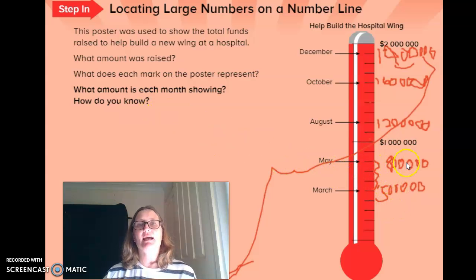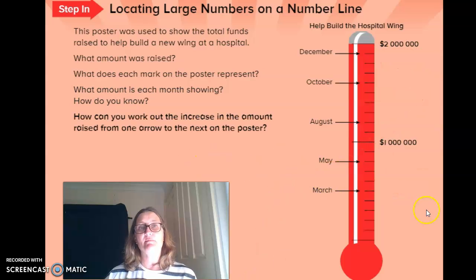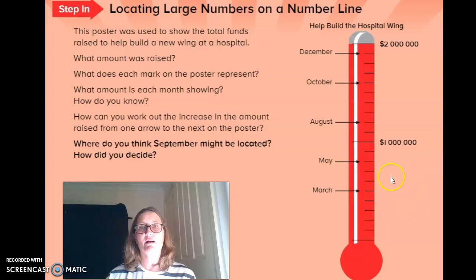So you could work out, okay, well, how much was raised between May and March? Well, in May, they raised 800,000. And in March, they raised 500,000. So you'd simply have to take away 500,000 from 800,000, and that way you can work out how much was raised in each point. You could go ahead and do that. You could write it down somewhere over here if you like. Take away this amount from this amount, and you would work out how much was raised in all of those months.